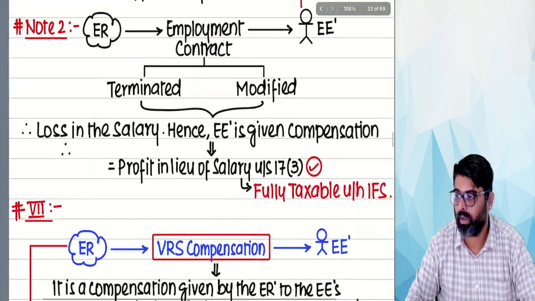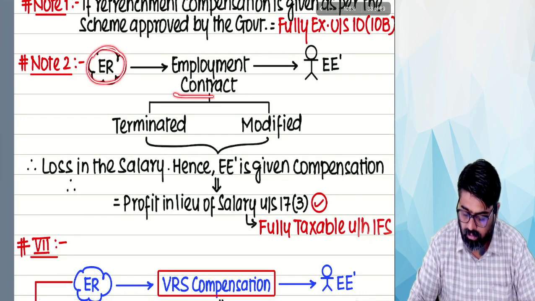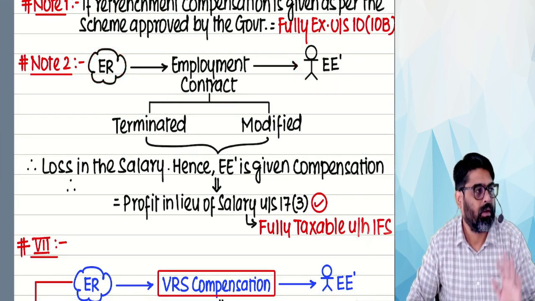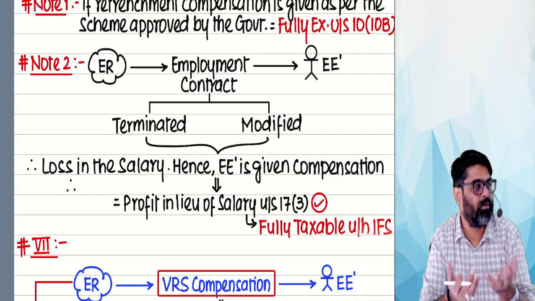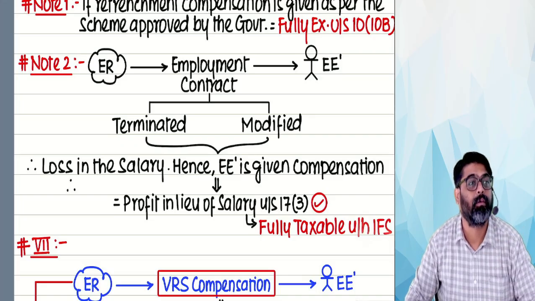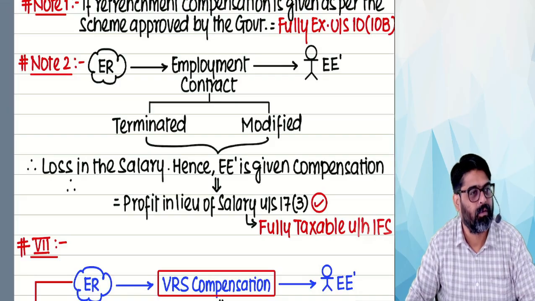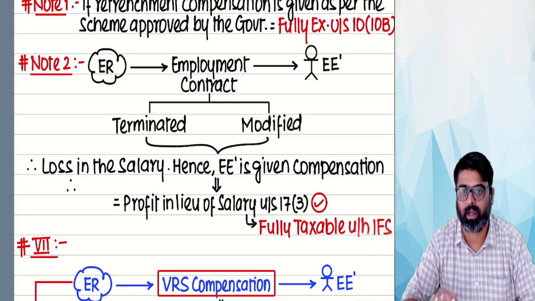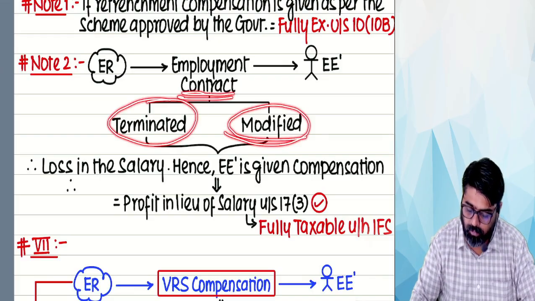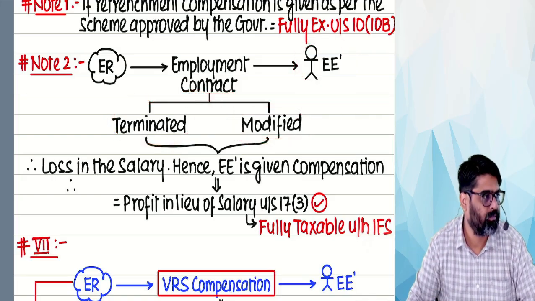Now see, if an employer has an employment contract with a single employee, now we are not talking about many employees, tata bye bye. But can I say tata bye bye to one employee? I will terminate his contract of employment, or I will modify the terms of his contract. So because of termination of the employment contract or modification of the employment contract, the employee might suffer some losses.